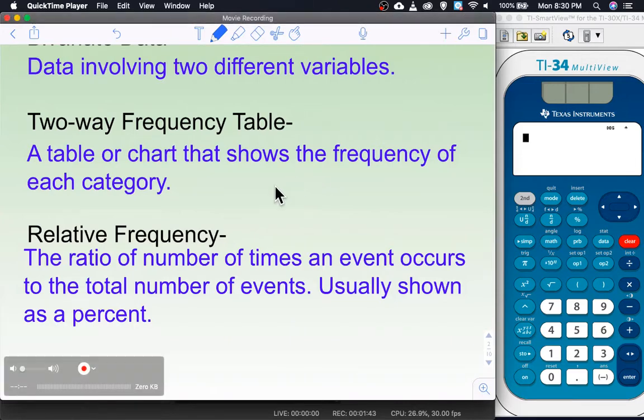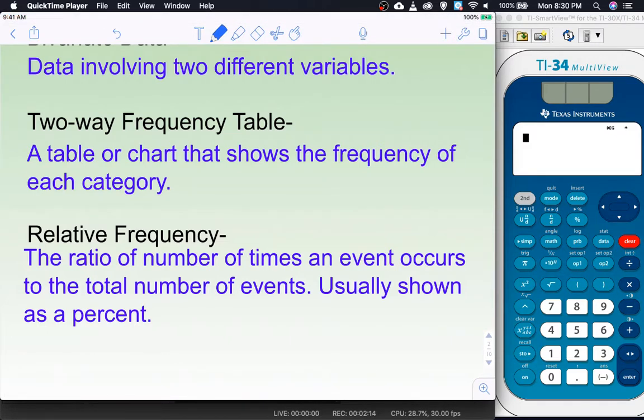And the last vocab word is the relative frequency. The relative frequency is a ratio of the number of times an event occurs to the total number of events. It's usually shown as a percentage. Okay. If you know what probability is, that definition is actually very, very similar to the definition of probability, how often something occurs over a total number of events. And again, we'll make much more sense of that when we actually get into the lesson and have to do it.